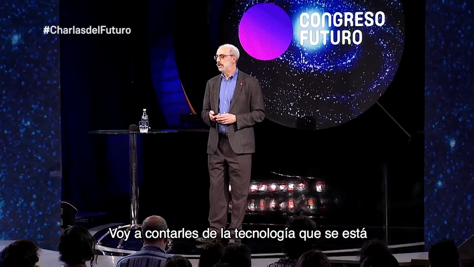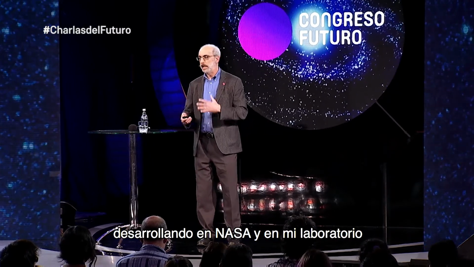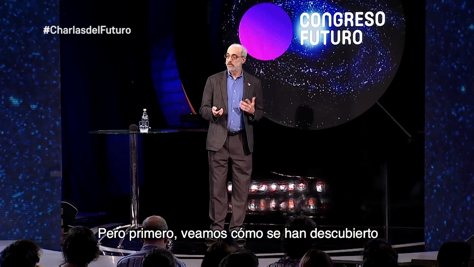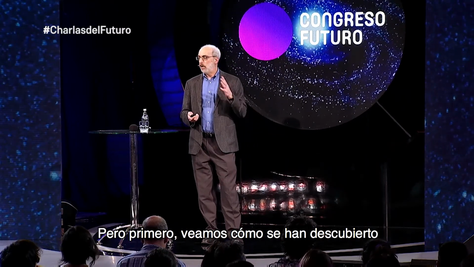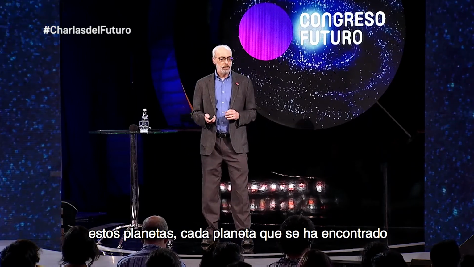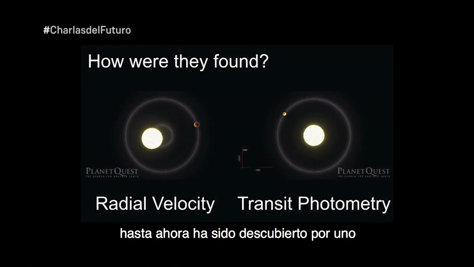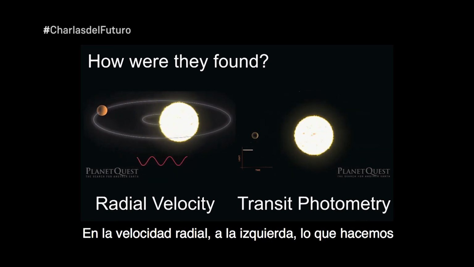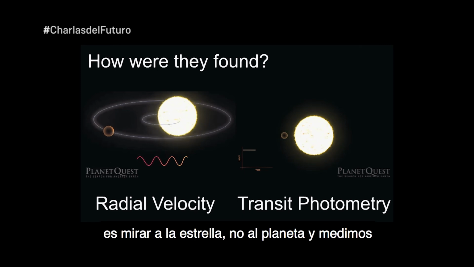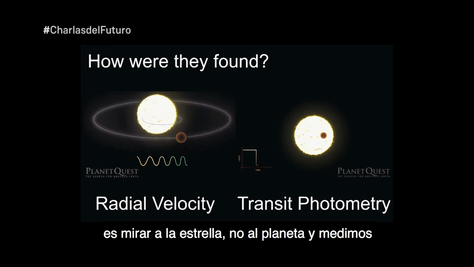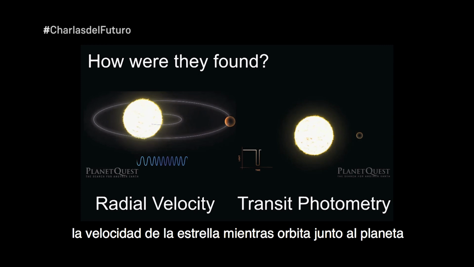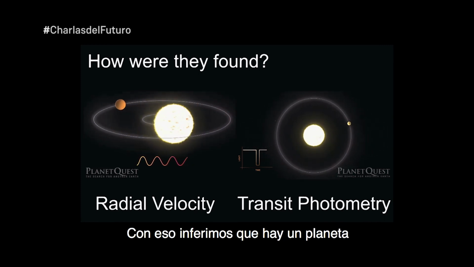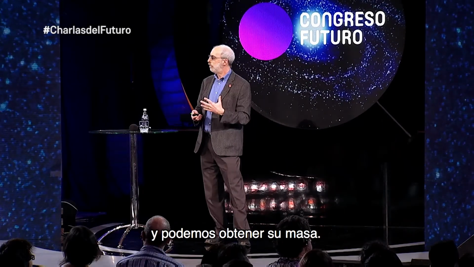I'm going to tell you about the technology being developed at NASA and in my lab to go in a space telescope to do just that. But first, let's look a little bit at how all of these planets have been discovered. Every planet found so far has been discovered by one of two methods, radial velocity or transit photometry. In radial velocity, on the left, we look at the star, not the planet, and we can measure the speed of the star as it co-orbits with the planet by seeing how its color changes as it goes around in the orbit.